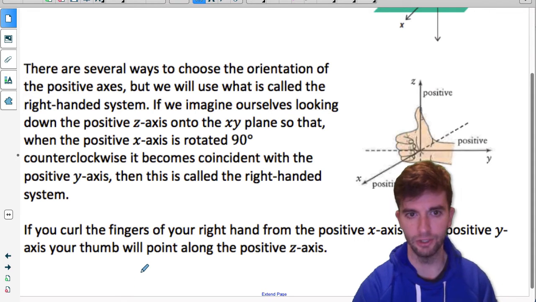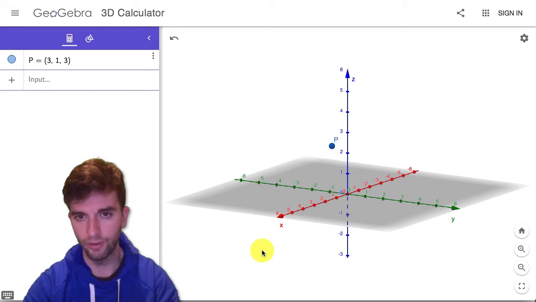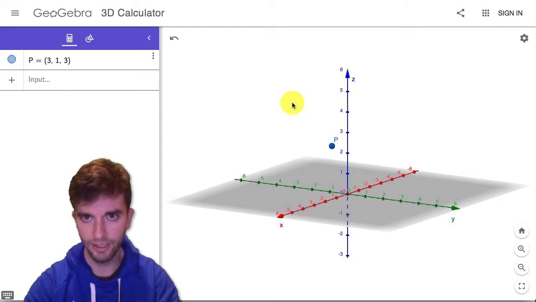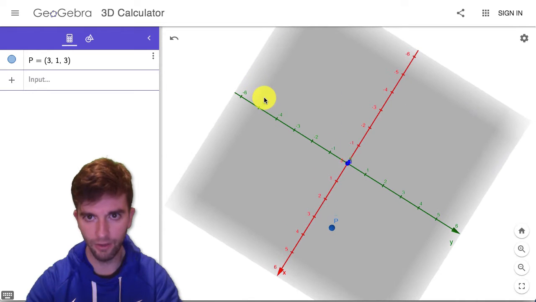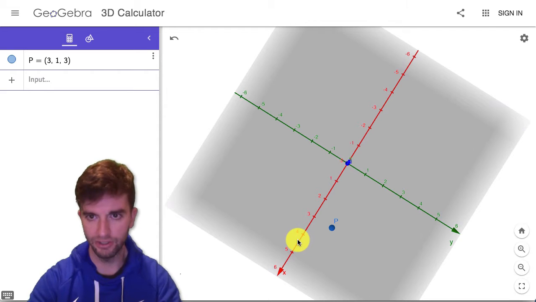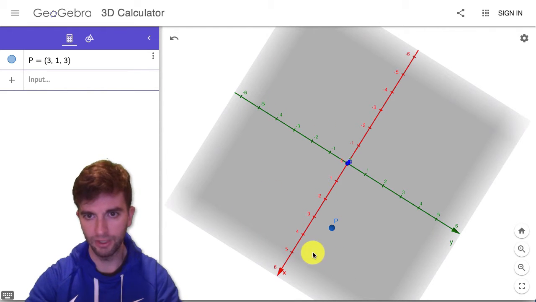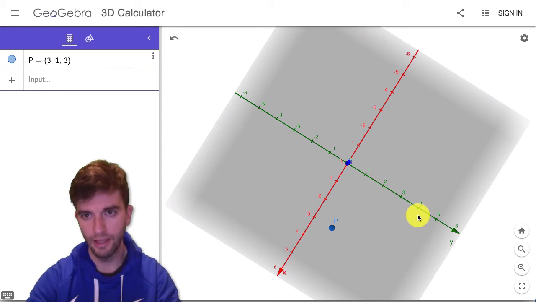So let's look back in GeoGebra just to make sure you get a good visual of that. So here in GeoGebra again, how can we tell where the positive x, y, and z axes are? If we look down the positive z-axis, so if we choose this to be the positive z-axis, if we were to look straight down on that positive z-axis, if we were to move this x-axis 90 degrees counterclockwise, it would become coincident with the positive y-axis. That means that this is positive x, and this is positive y. It wouldn't be positive y over here because that would be moving it clockwise 90 degrees. Positive y must be over here because if we move the positive x counterclockwise 90 degrees, it would be coincident with that axis.